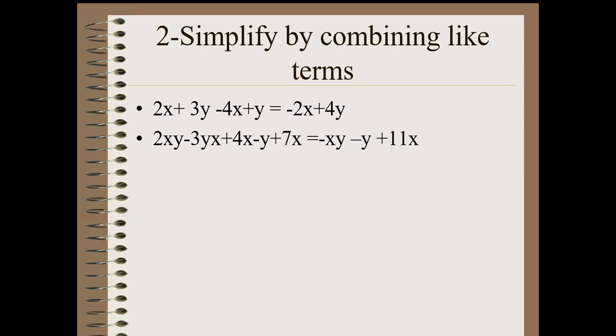Then I need to do the operation. So 2xy minus 3yx, or 3xy, it's minus xy. 4x plus 7x, it's 11x, and minus y is still minus y. Okay, let's go to the other part.